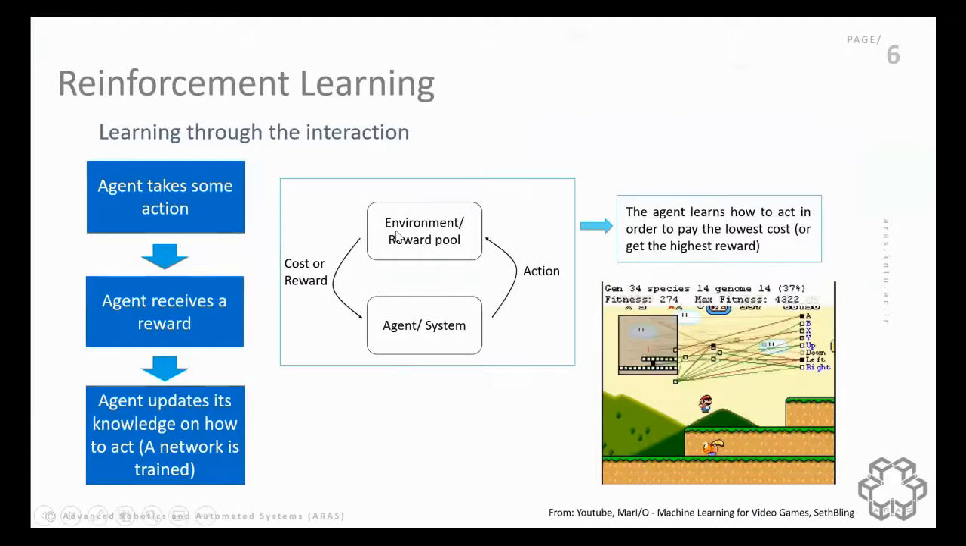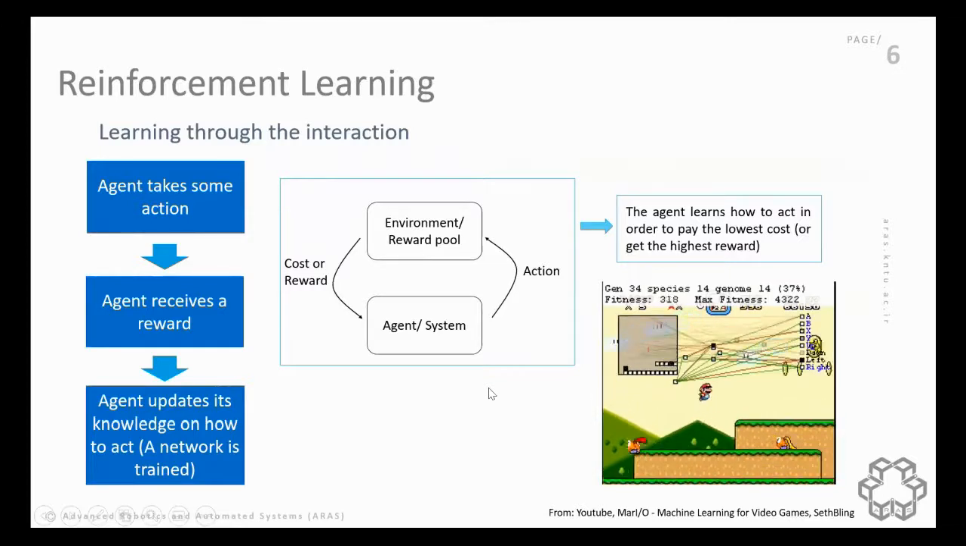Reinforcement learning in a very simplistic form is just learning through the interaction. We have an agent or system which takes some action, and because of that action receives some cost or reward and tries to learn the best behavior based on this instant cost. And this agent tries to gradually improve its knowledge on what's the best way of acting, what's the best way of playing. One of the popular examples of that is in games.